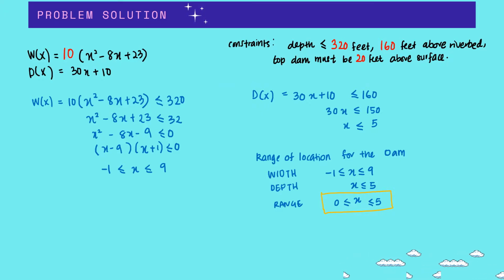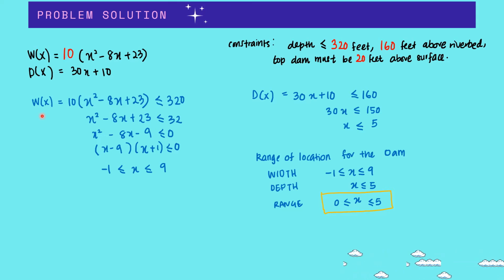We have the width W(x) equals 10 times the original function. Therefore, W(x) equals 10 in the bracket x squared minus 8x plus 23. For the depth, D(x) equals 30x plus 10. The constraint or limitation of the dam is given by: the width must be less than or equal to 320 feet, the depth 160 feet above the riverbank, and the top must be 20 feet above the surface.